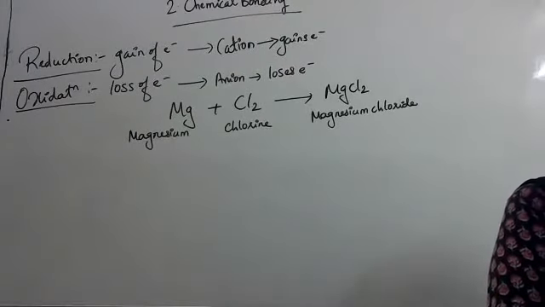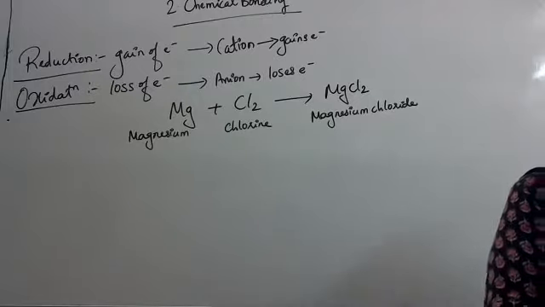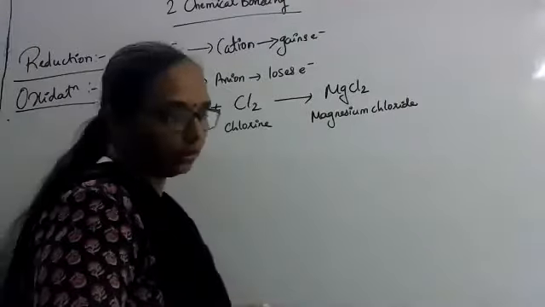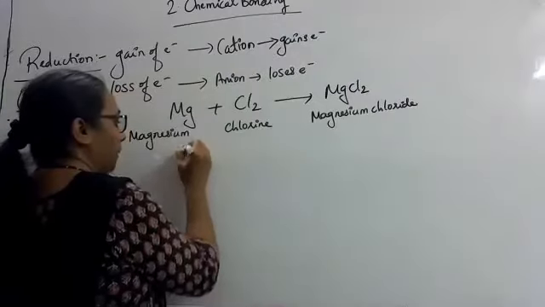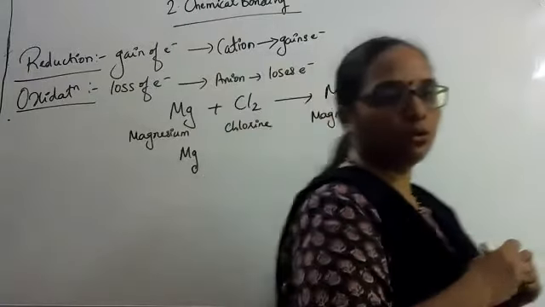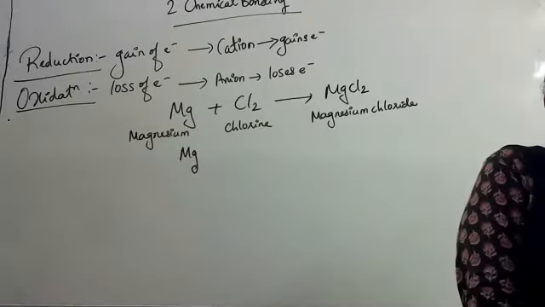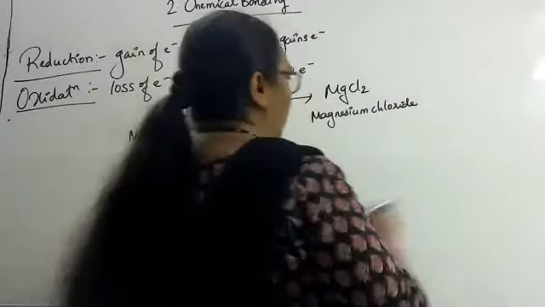Oxidation means loss of electrons and reduction is gain of electrons. What undergoes reduction? Chlorine. Very good. So here magnesium, what is the atomic number of magnesium? 12. So what will be the electronic configuration? 2, 8, 2. So that 2, 8, 2, I will show you over here.